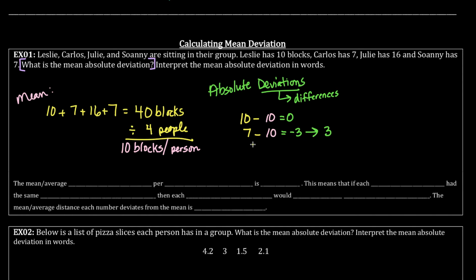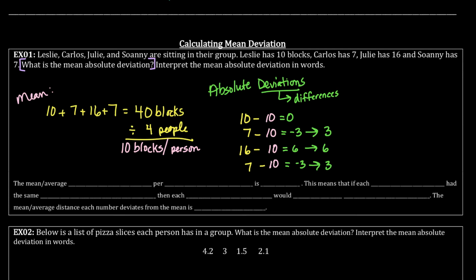And I'm going to take this 16. I want to see how it differs from 10, and it differs by 6. And the absolute difference is just 6, right? It's just 6 away. It doesn't matter, positive or negative. It's just how far away is it from 10. How far is 16 from 10? 6. How far is 7 from 10? 3. The negative really doesn't matter when we say absolute. Then we have another 7. We take away 10, and the difference between 7 and 10 is -3, but the absolute difference is just 3.